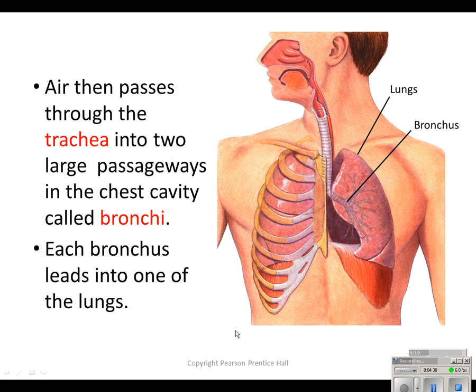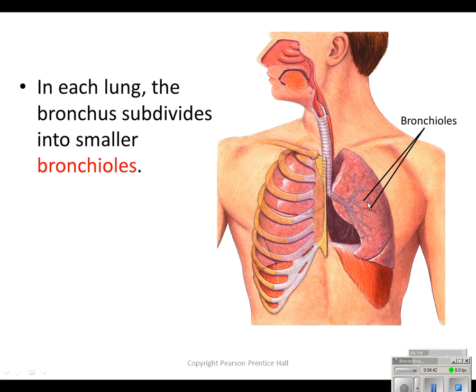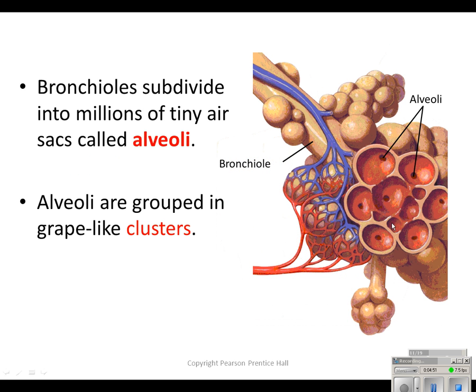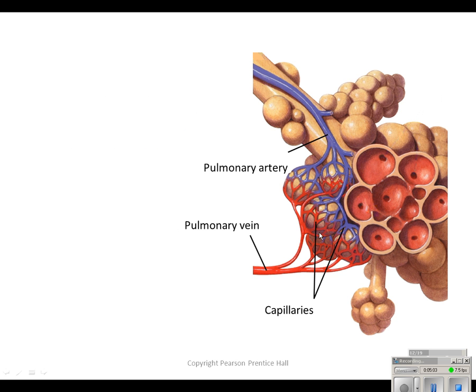Then as the air passes through the trachea into the passageways, in order to get into each lung, it's going to pass through the bronchus. So we have one bronchus tube that goes into each lung, and then each bronchus is going to divide up into these little bronchioles, which are much smaller. You can see them branch out in the lung here. At the end of each bronchiole, there's millions of tiny little air sacs called alveoli. And alveoli are grouped like clusters of grapes. And around each alveolus is a network of capillaries.